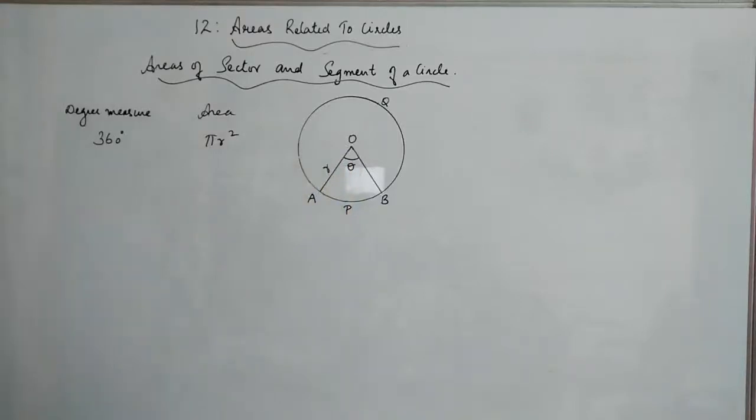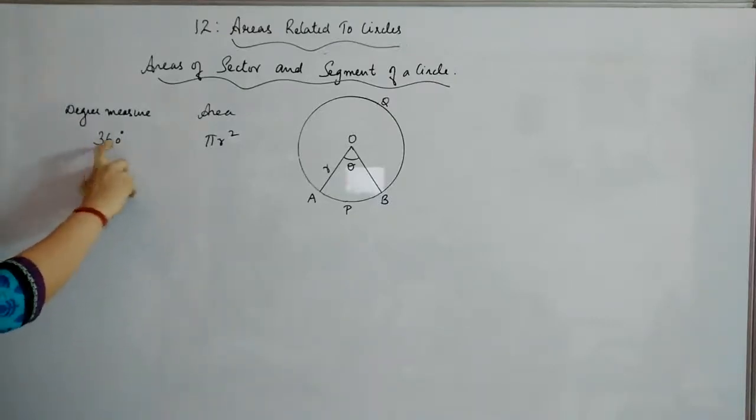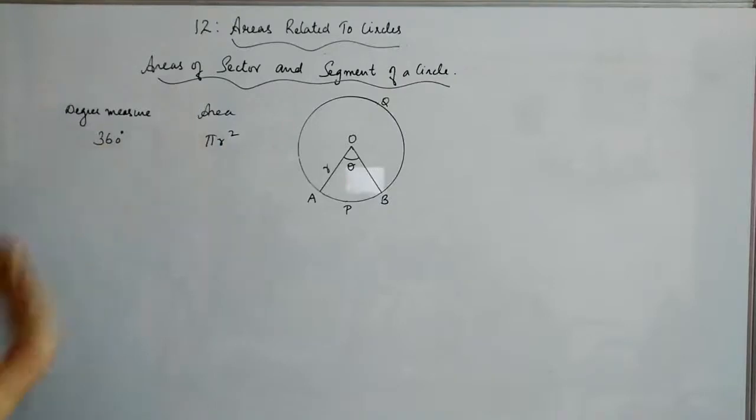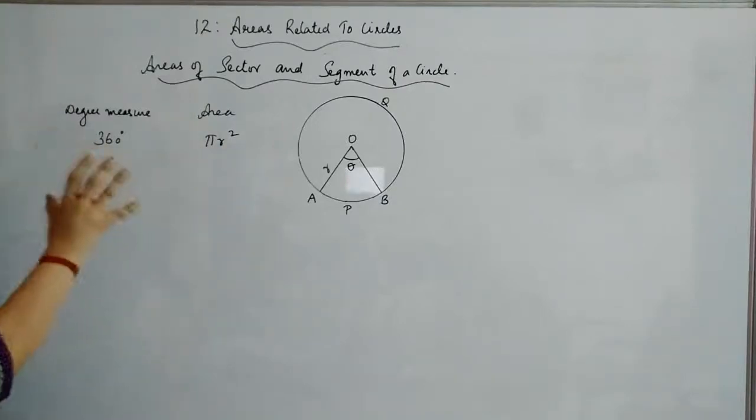What we know is that the degree measure around a circle is 360 degrees and at that time the area of the circle is pi r square. This much we know, right? Now we are finding out when the degree measure will be theta, what will be the area of the sector. So when the degree measure of the sector is 360 degrees, you have the area of the sector to be pi r square. Actually sector here means the whole circle, but we are just mentioning sector in order to get that portion.